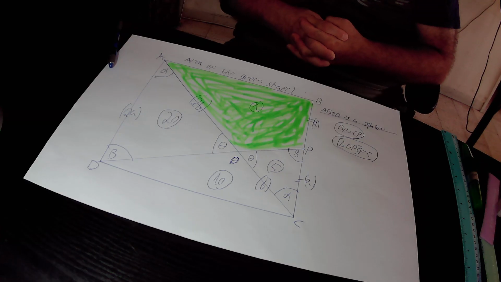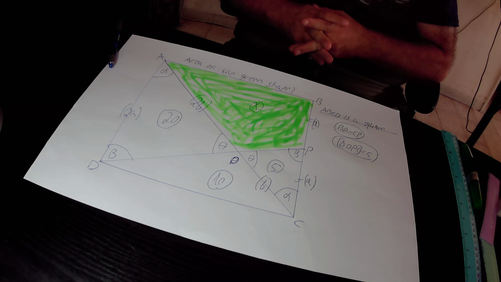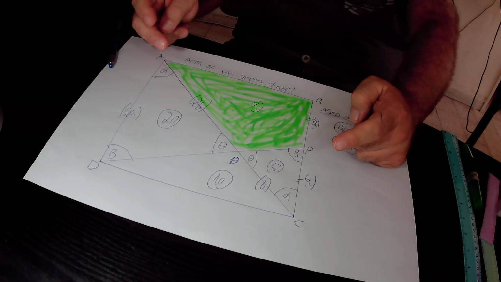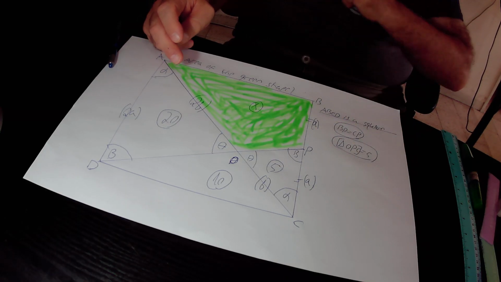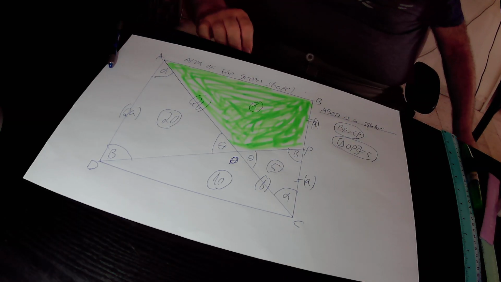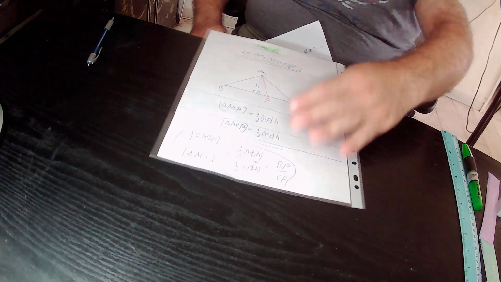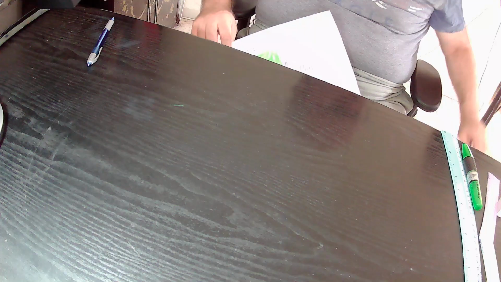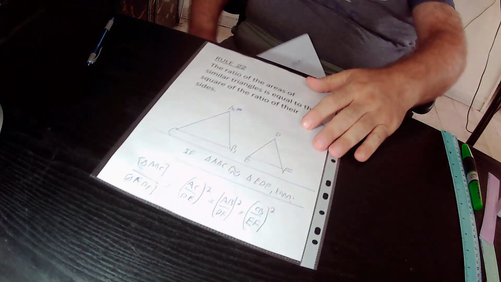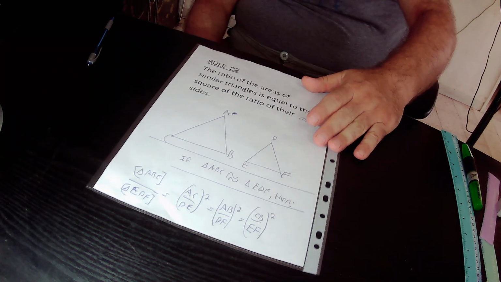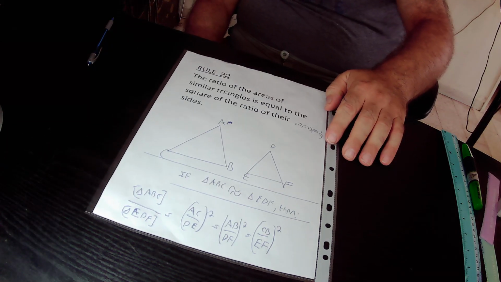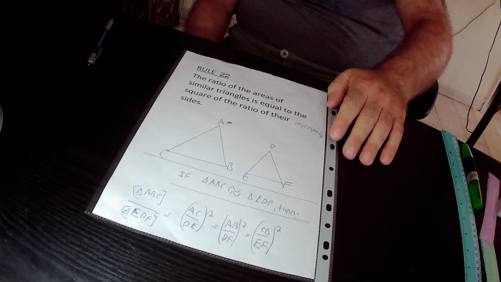In the next step, I presented to you a new rule that relates to two similar triangles, and we implemented the new rule in those two similar triangles, ADO and POC. The new rule is Rule 22. So let's repeat quickly on Rule 22. According to Rule 22, the ratio of the areas of similar triangles is equal to the square of the ratio of their corresponding sides.